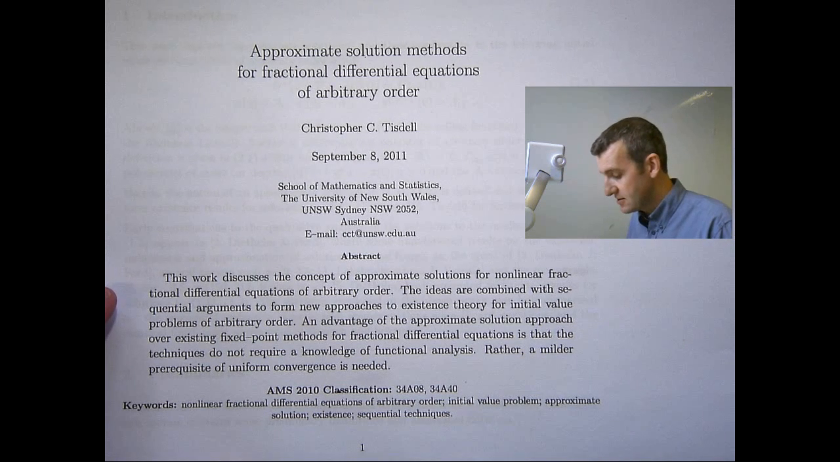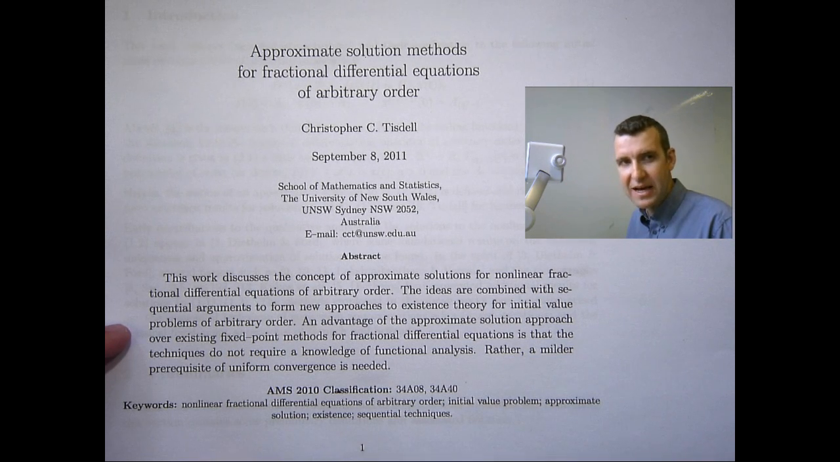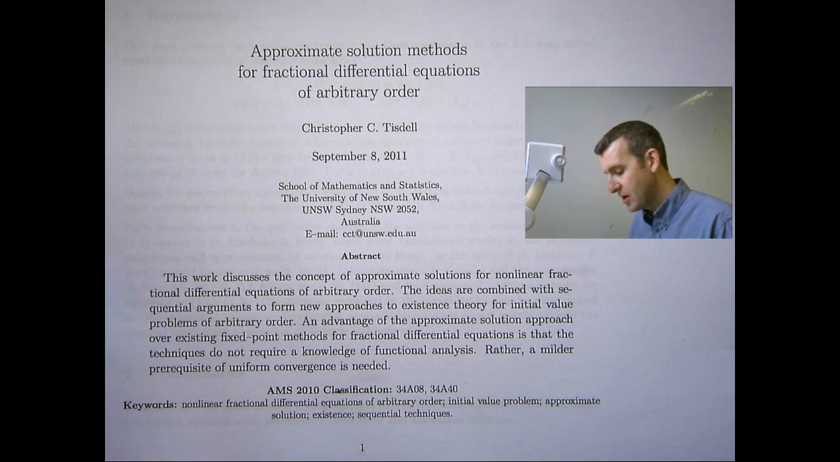Now, one of the advantages in this particular approach over, say, existing approaches to existence of solutions, like fixed point methods, is the following. Well, the techniques are reasonably basic, and in particular you don't need a knowledge of functional analysis. So all that's really required for the research in this particular presentation is some understanding of uniform convergence of sequences of functions.